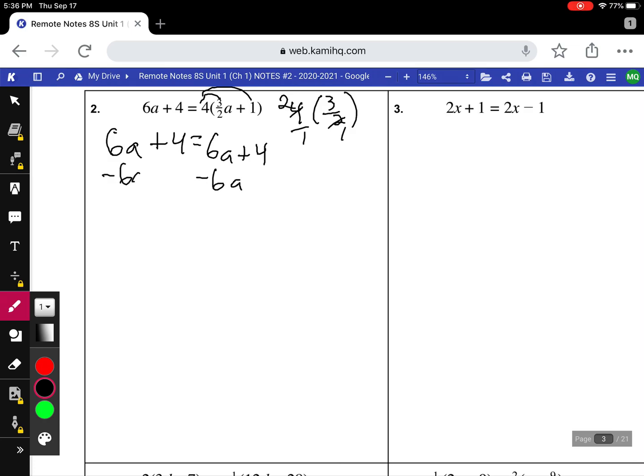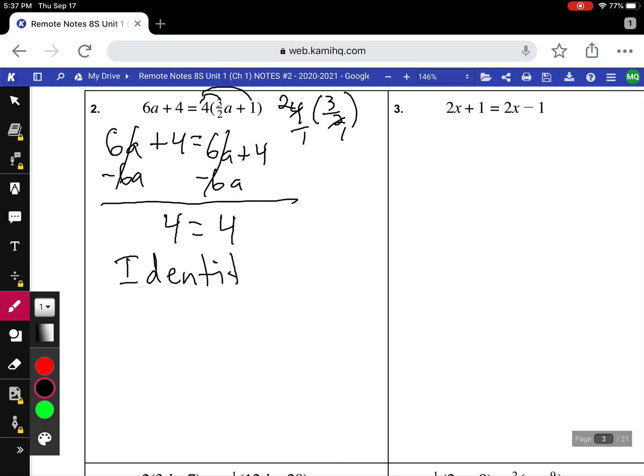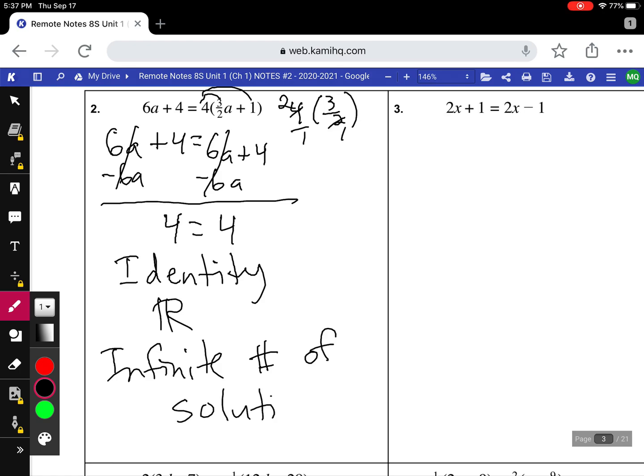Subtract 6a from both sides. And you're going to get 4 equals 4, okay? And as you recall from the previous chart, that means what? Identity. We could call it identity. We could say all real numbers, or you could also just write infinite number of solutions. Okay, so that's an example of something that has all real numbers.